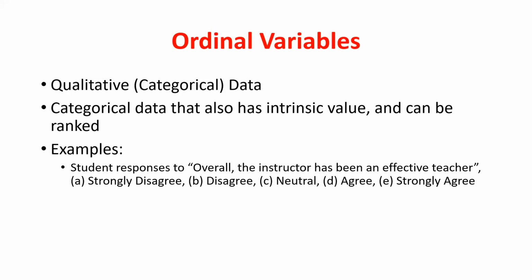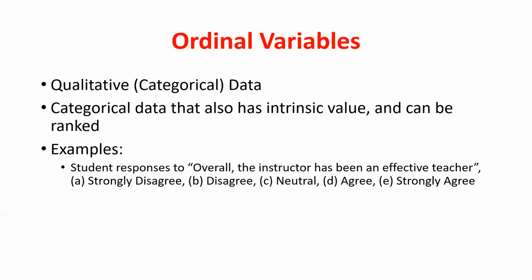You can go anywhere from strongly disagree up to strongly agree. This is a word, right? So I'm collecting data from the students, but it's qualitative, it's non-numerical, but it's ordinal in the sense that I know someone who answers strongly agree thinks that that instructor is a better teacher than someone who put disagree, right? So I can rank the observations based off of this variable I recorded.